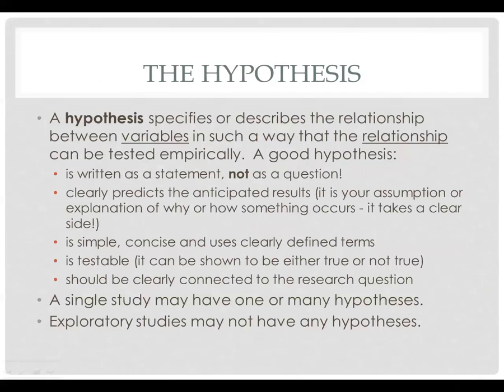So a hypothesis, and you really should know this very well by now, specifies or describes the relationship between variables in such a way that the relationship can be tested empirically. So a good hypothesis is written as a statement, not as a question. So remember, your research question is a question, your hypothesis is an actual statement. It's a statement of prediction that anticipates whatever results you think you'll find based on your lit review, based on your observations, if you're observing some things in nature, based on some theory that you may take. So it takes a clear side. It should be simple and concise and use clearly defined terms. It should obviously be testable. It can be shown to be either true or not true, and should be clearly connected to the research question.